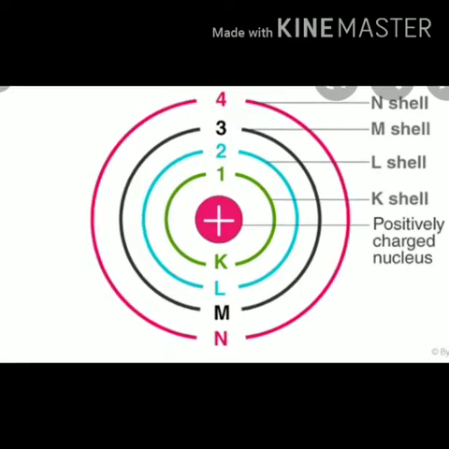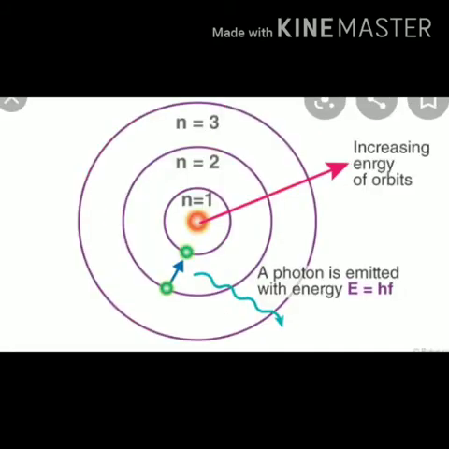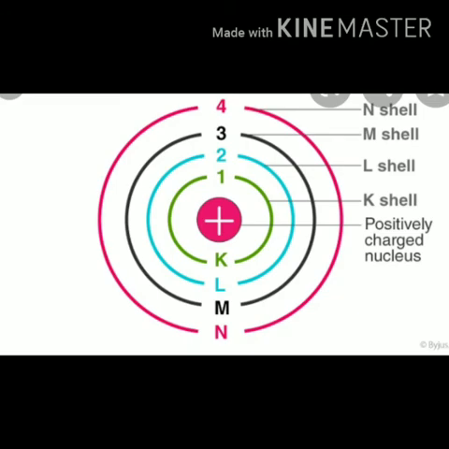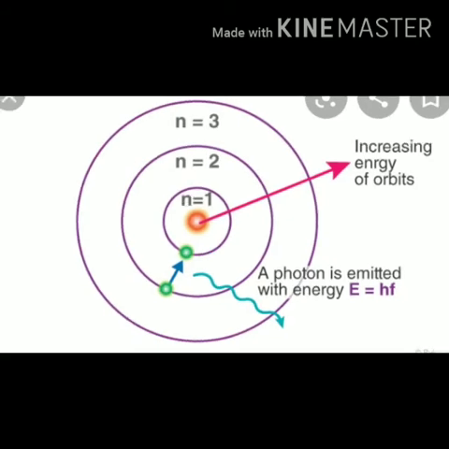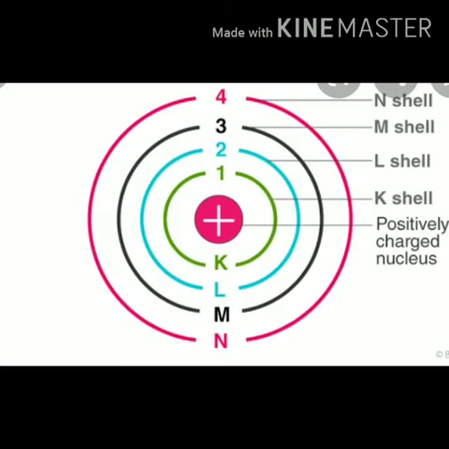The shells or orbits are represented either by the numbers 1, 2, 3, 4 or by the letters K, L, M, N, and so on. Each orbit or shell has a fixed amount of energy associated with it. Thus the shells are also known as energy levels. The energy of each shell increases as the distance from the nucleus increases. The first orbit from the nucleus, the K shell, has the lowest energy. The second orbit, L, has higher energy than the K shell, and the third orbit, the M shell, has higher energy than the L shell, and so on.